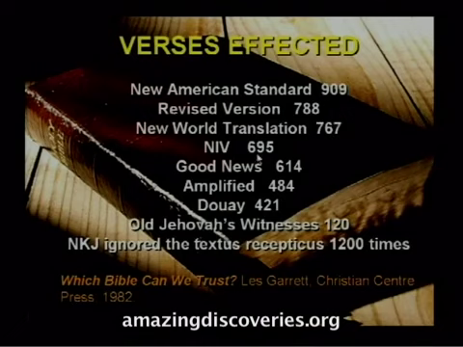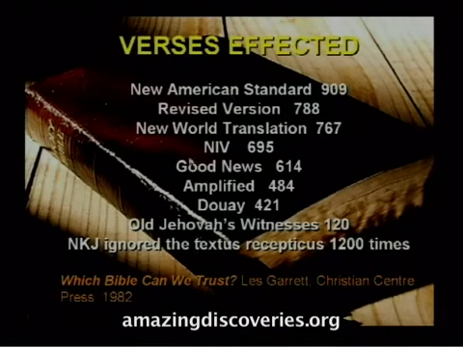The NIV, 695. The Good News Bible, 614. The Amplified, 484. The Douay, which is the Jesuit Bible, has fewer changes than the New American Standard. In fact, less than half. Amazing. And the Reformation, of course, rejected this completely, but they're quite happy to accept these ones.